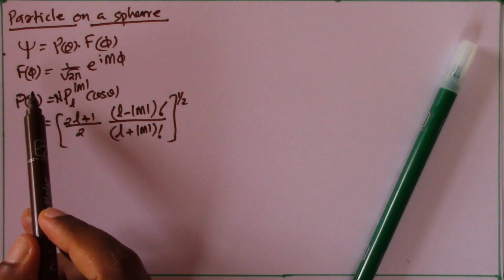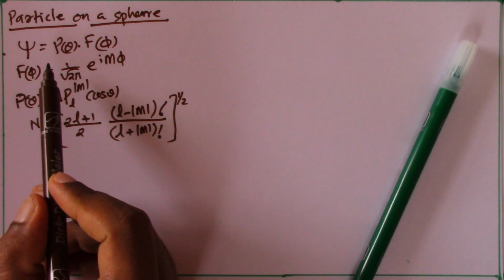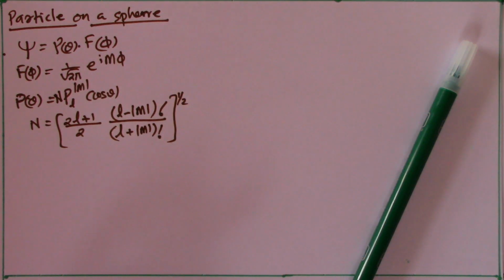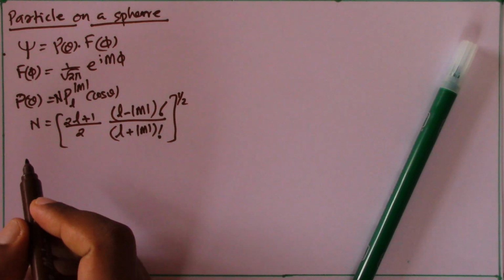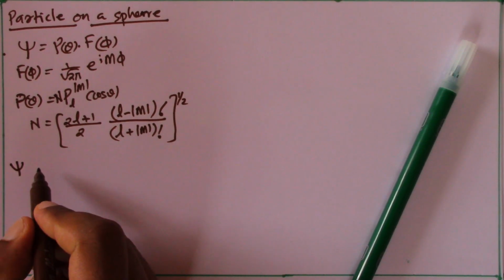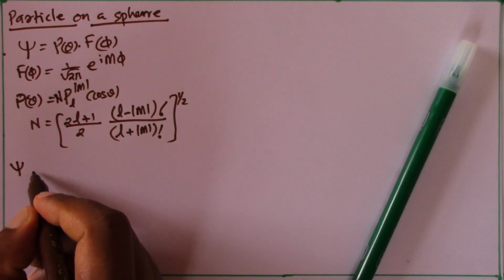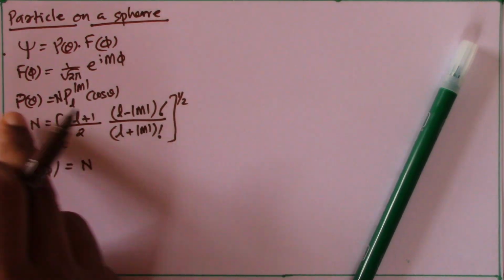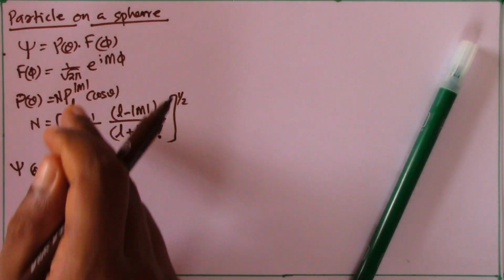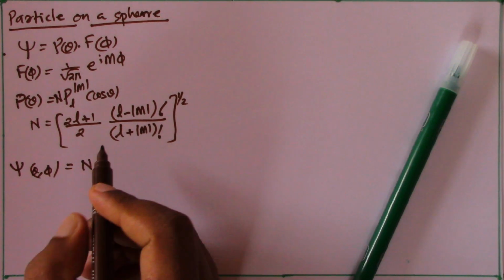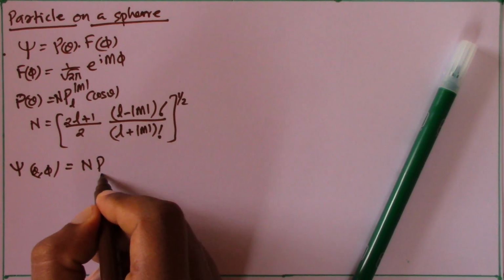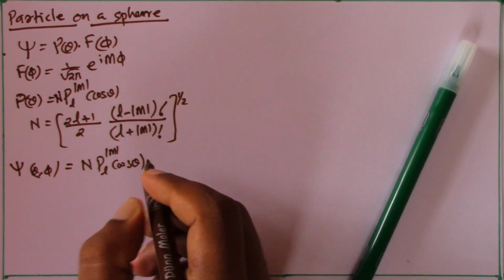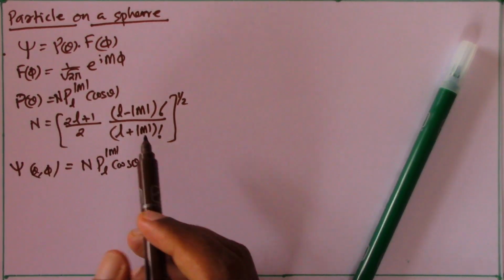Now we know F of phi and P of theta. So psi is equal to P of theta into F of phi, the product of these two. That will give the complete wave function. So the complete wave function psi of theta and phi, psi is a function of both theta and phi, is equal to N, the normalization factor, into P_l^m(cos theta), the associated Legendre polynomial, that is the P of theta function, into F of phi.